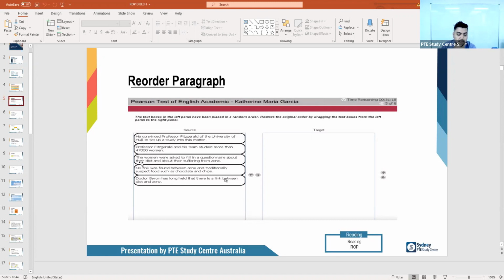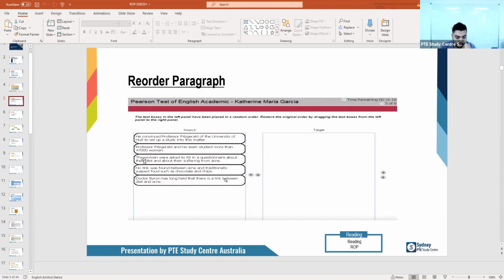The women were asked. Now it's starting with the. I'll disregard this. No link was found between acne and traditionally suspect. No, it is saying that no link was found, which is saying the result. Will the result be your introduction? No, result will always come at the last. Okay, result will always be your last sentence. That is the conclusion. Conclusion will always come at the last. So this is conclusion. I can't put this as my first. I'm disregarding this. Dr. Byron. Okay, it's starting with the name. Dr. Byron has long held that there is a link between diet and acne. Okay, this might be my first sentence.